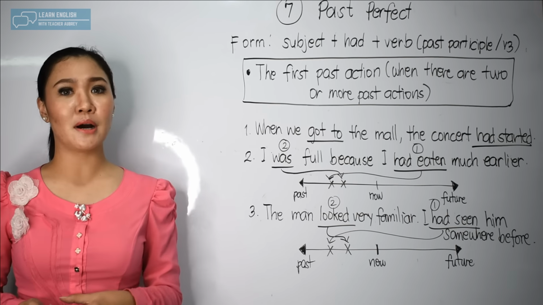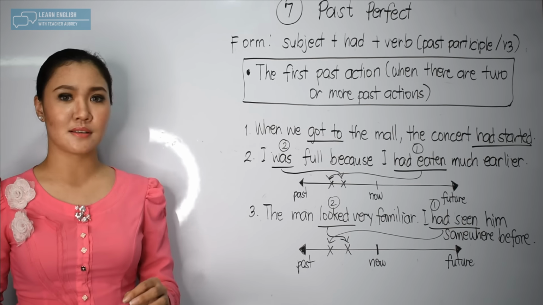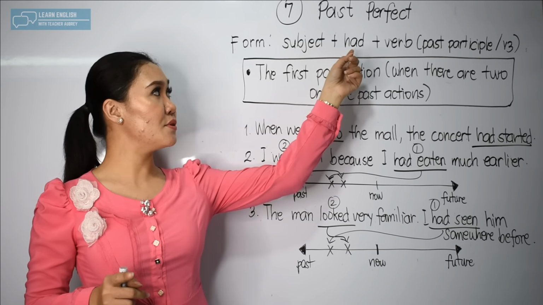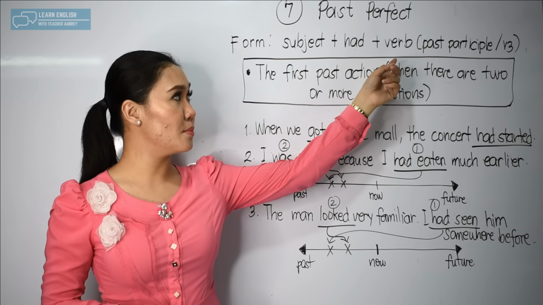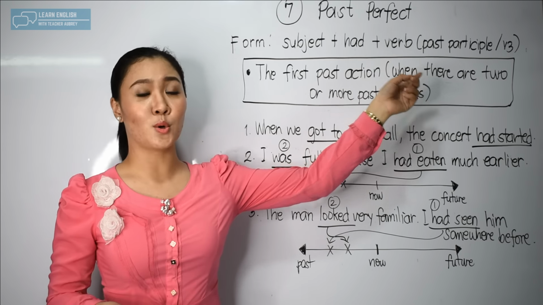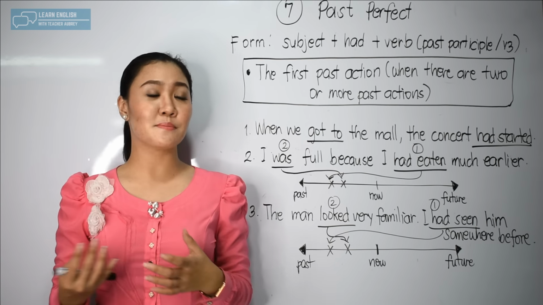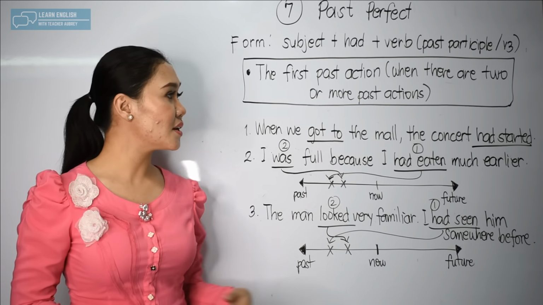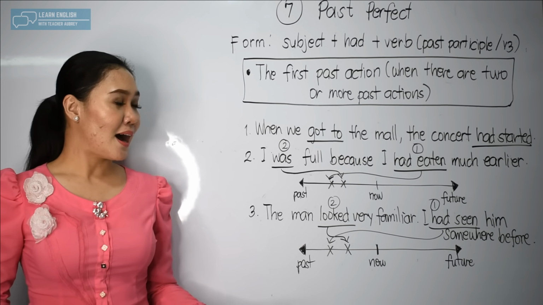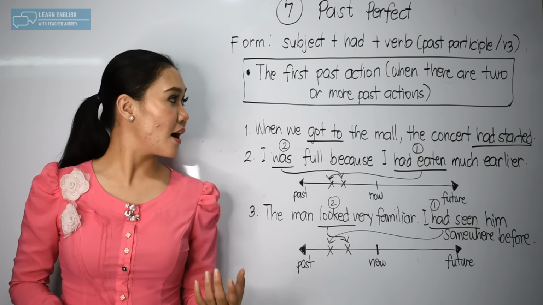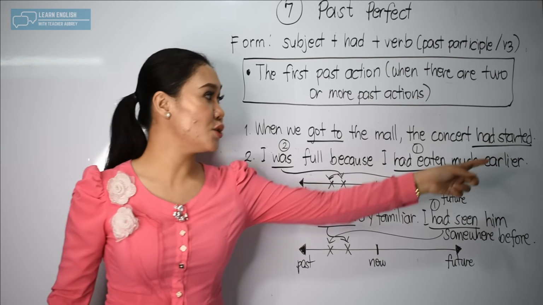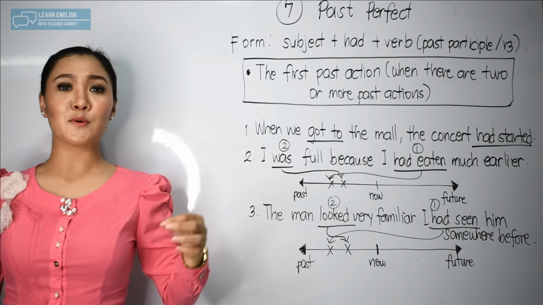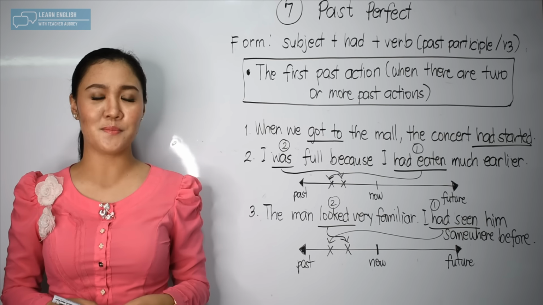Ano yung formula para makabuo tayo ng past perfect sa ating sentence? We need the subject first, followed by the helping verb had, action verb, in past participle or V3 version. Okay? Past participle. Ito yung halimbawang nabigay ko kanina. When we got to the mall, the concert had started. Ang unang kilos dyan na natapos ay yung concert. The concert had started. Yan yung unang kilos na natapos. At nung natapos yan, saka lamang kami dumating sa mall.